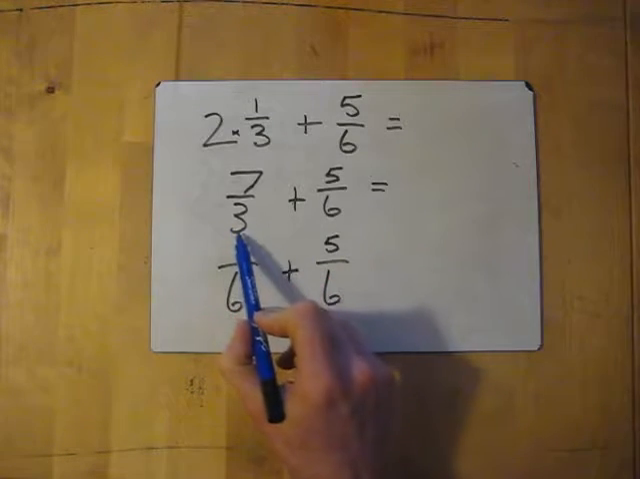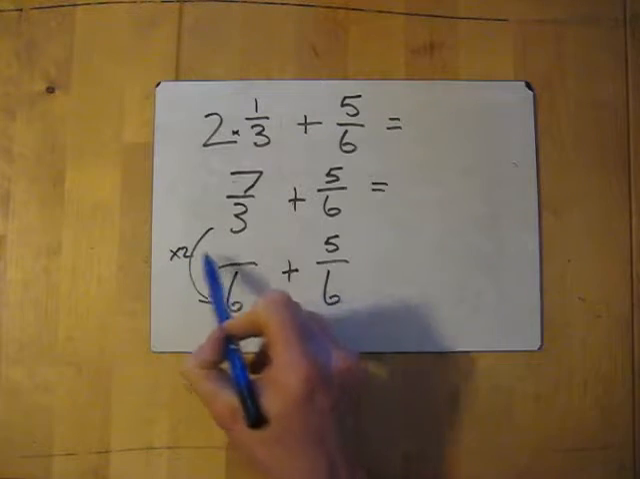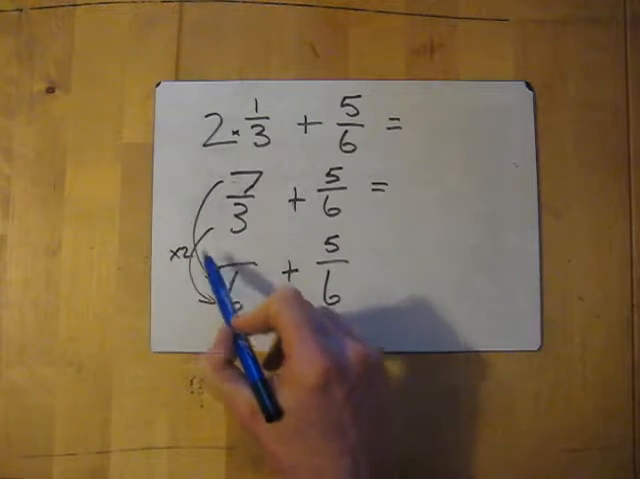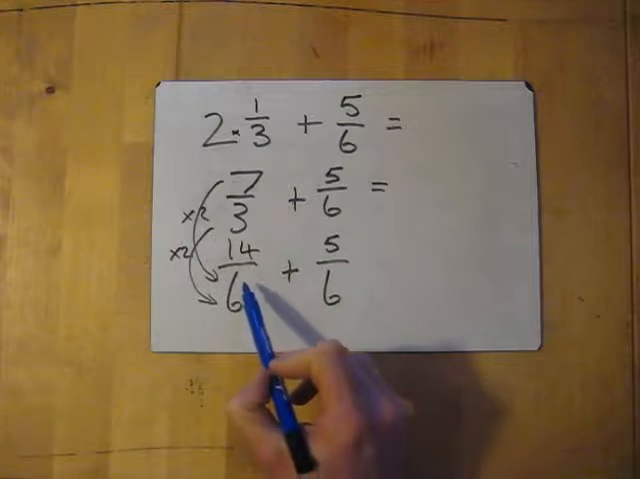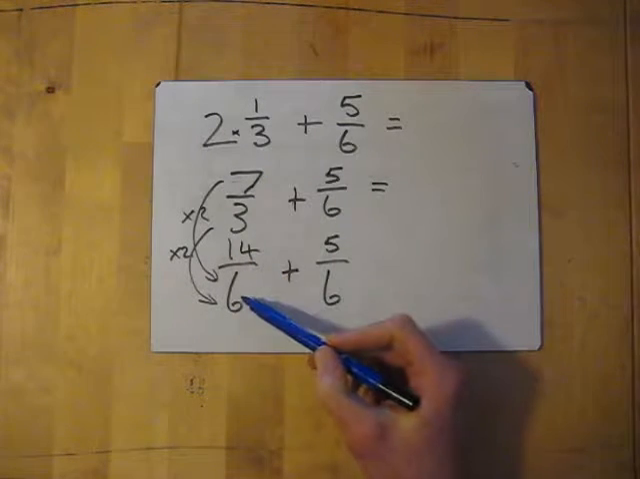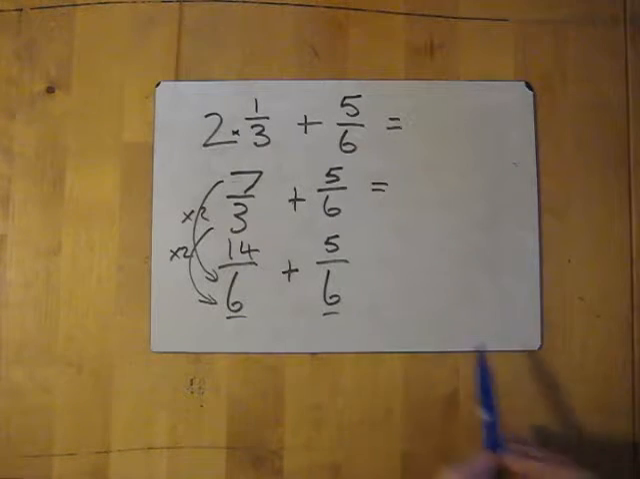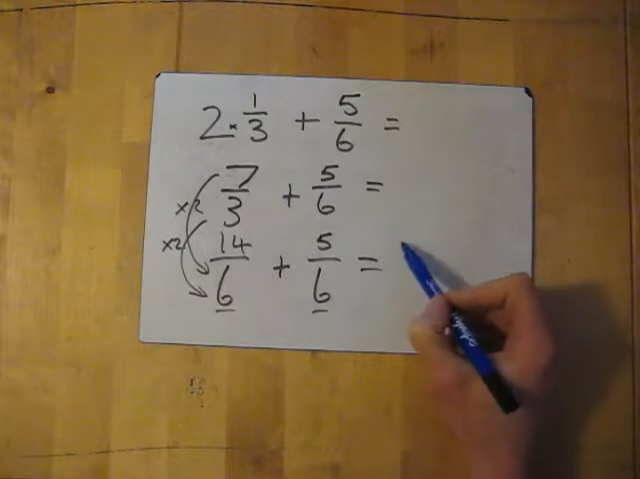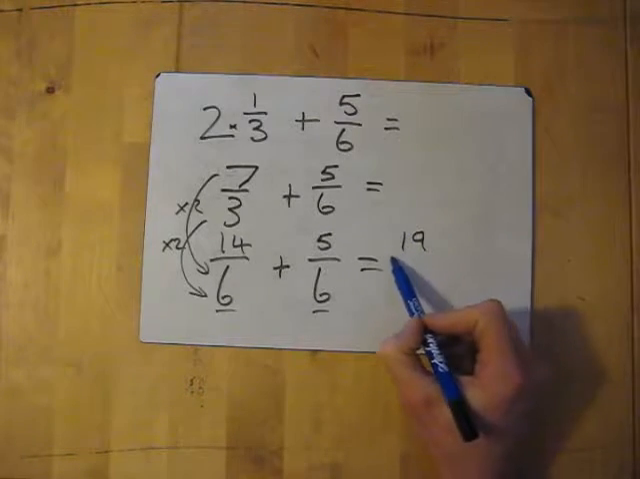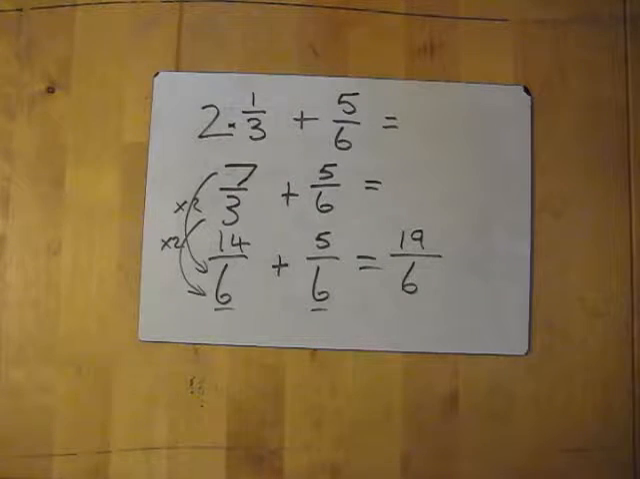Now what have we done to get from 3 to 6? We've obviously times by 2. So that means we'll have to times the top by 2. So it'll be 14 over 6. So this is our equivalent fraction, but it is in sixths. Now we've got the same denominator, so our addition is very simple. We just add the top two numbers, which is 19, and keep the bottom number the same. So it's 19 over 6.